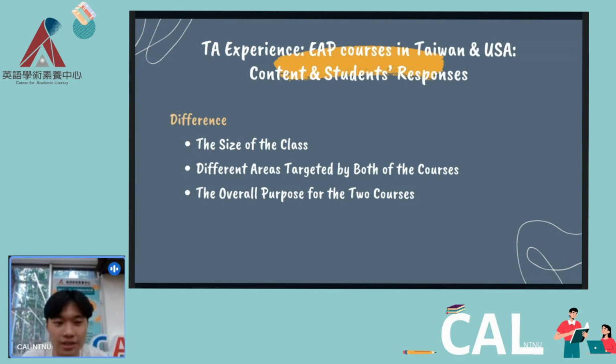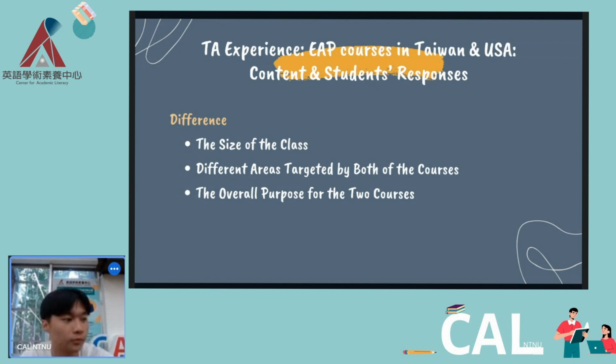And the last one is the overall purpose for the two courses. So as I mentioned before, they talk about the marketing strategies in TCNJ, but they talk about humanistic community and the education field in NTNU. So with different targets in different courses, they have different outcomes and different syllabi.